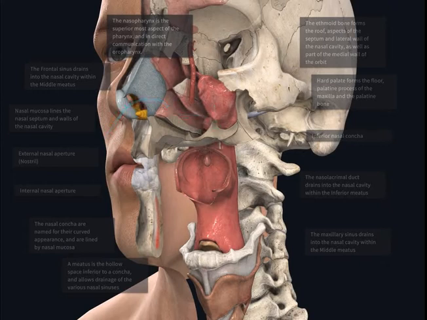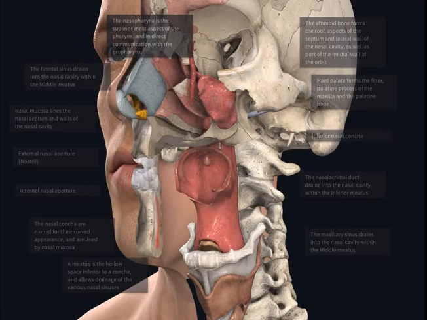Now, you may have seen somebody laugh while they're drinking milk, for example. And what can happen, because this is an open communication, is that can allow for an exit or communication into the nasal cavity. So they laugh really hard and the milk comes out their nose because this is a hollow cavity.